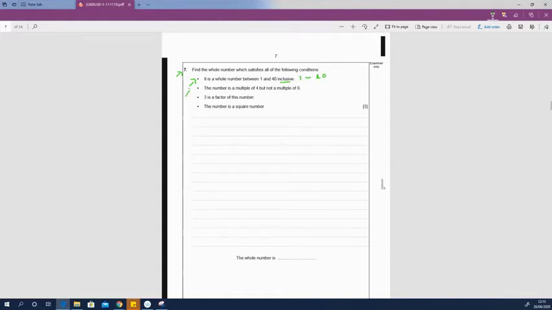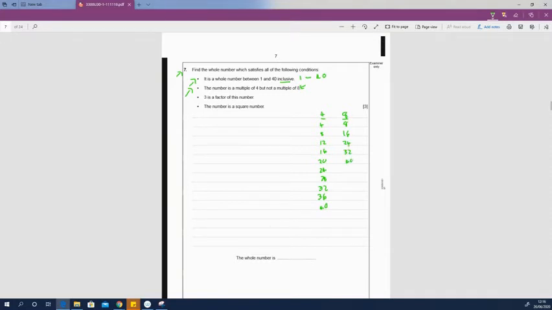The second clue tells us that the number is a multiple of 4 but not a multiple of 8. So I'm going to look at the multiples of 4 first. So you've got 4, 8, 12, 16, 20, 24, 28, 32, 36 and 40. So those are my multiples of 4. It tells me it's not a multiple of 8, so I'm going to work out the multiples of 8. So we've got 8, 16, 24, 32 and 40.